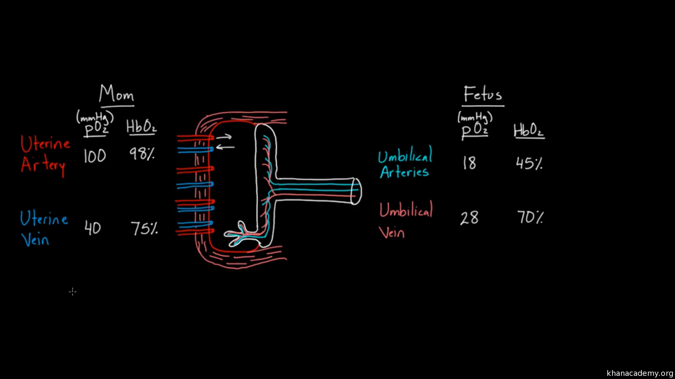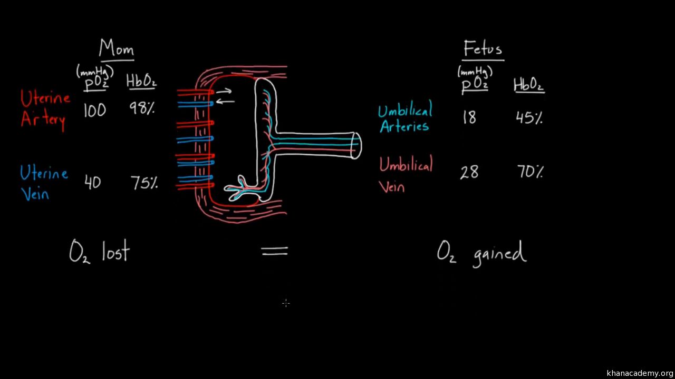Now the question is, the total amount of oxygen that is lost by mom, is it about the same as the total amount of oxygen gained by the baby? Is the content that is going from mom to baby about equal? Or are we losing some in the system? We would expect that these two should be the same, right? The amount lost by mom should be the same as the amount gained by the fetus. Let's see if that's true.